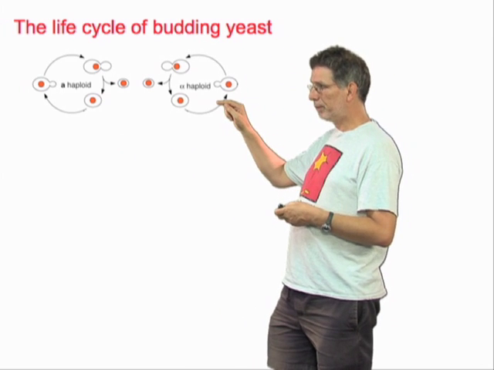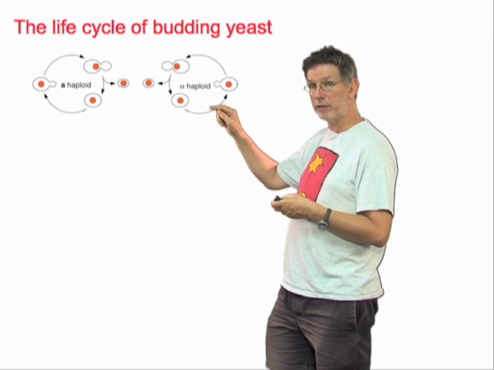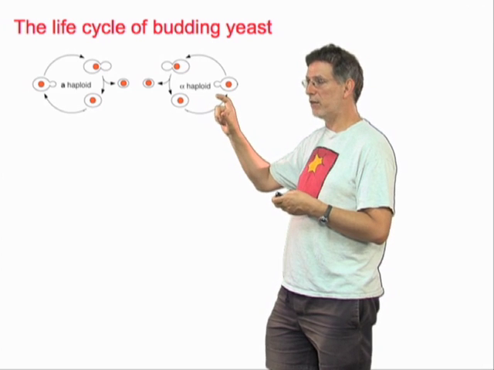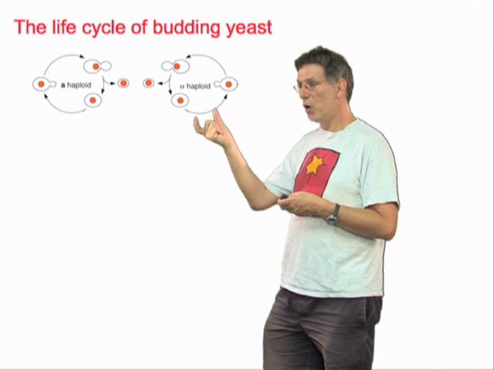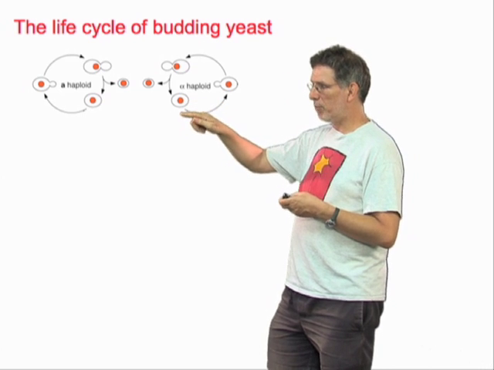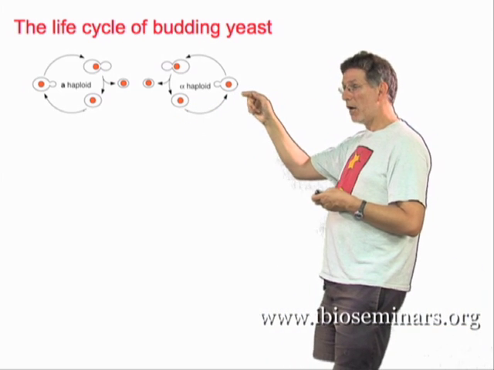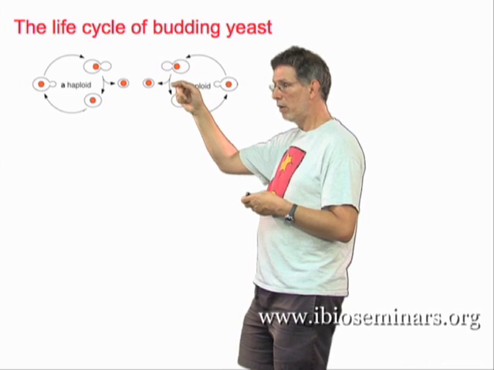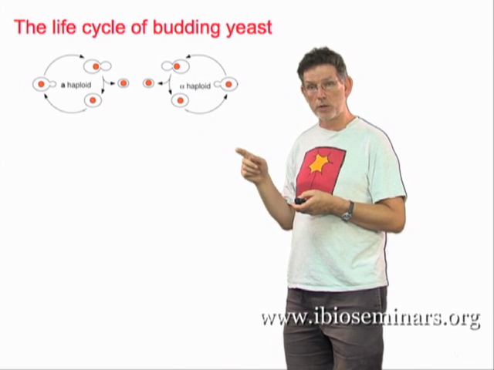Here's an alpha cell. Everything looks exactly the same, because everything is exactly the same except for one pair of genes which determines which way you mate. So these cells do the same thing. They make a bud, they grow bigger, they divide, and around the circle again.